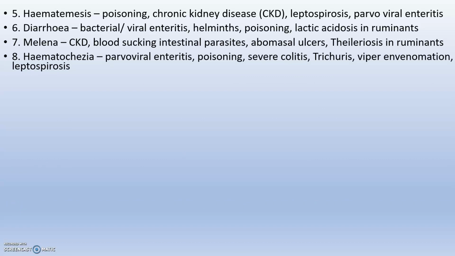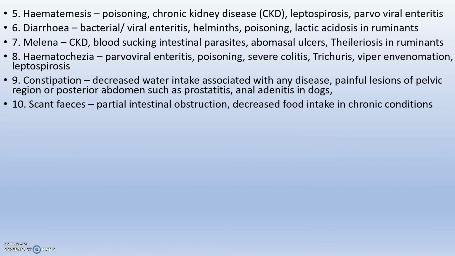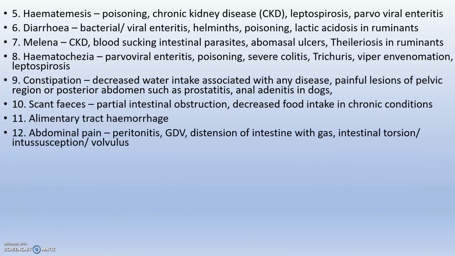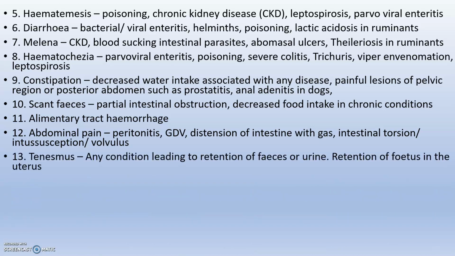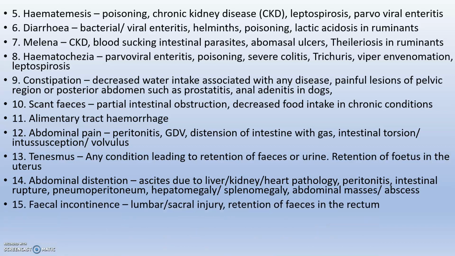Next, hematochezia will be there. Constipation will be there. Scanty feces will be there, that is actually due to decreased food intake and all. Next is alimentary tract hemorrhage. Abdominal pain will be there, in case of gastric dilatation volvulus, distension of the intestine with gas, intestinal intussusception, peritonitis, etc. Next is tenesmus, that is retention of feces, urine, or fetus in the uterus. Next is abdominal distension. Fecal incontinence will be there. Weight loss, dehydration, anorexia will be there.